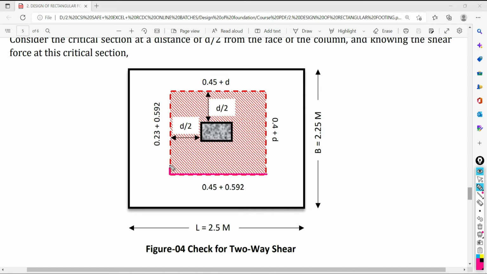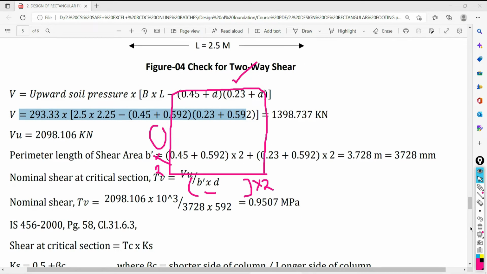Now next thing that I want to know, how much perimeter length, how much this total span, how you can calculate it? 0.45 plus 0.592 multiply it by 2, because one side is also there. So it is going to become 2 plus 0.23 plus 0.592 multiplied by 2. So you are getting what? Total perimeter of this shaded area. So that we need to do here, very simple it is.